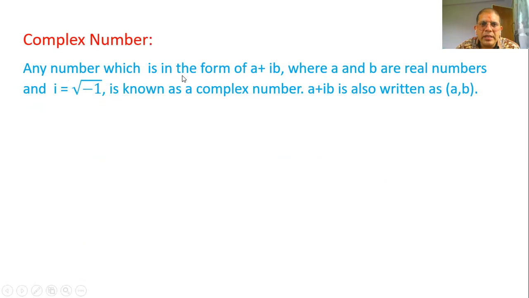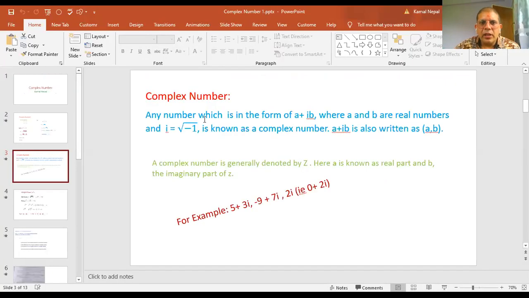Any number which is in the form of a + ib, where a and b are real numbers and i² = -1, is known as a complex number. Don't forget, you should have the a + ib form.